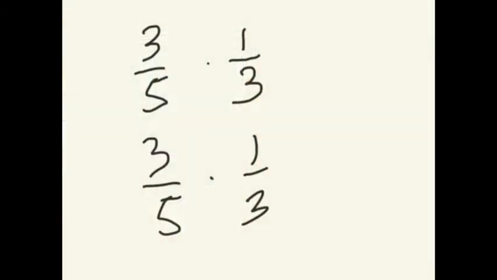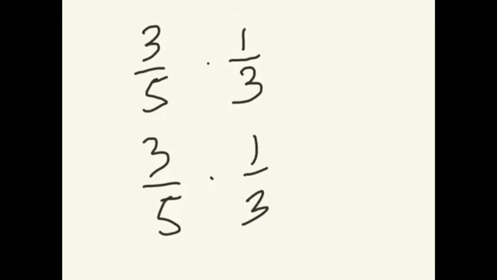Please also remember that you can either multiply first and then simplify, or you can cross-cancel first and then multiply. So you can either multiply and then simplify, or simplify by cross-canceling and then multiply. So you see the same problem written twice, and that's because I'm just going to show you two ways to do it. The first way is multiplying first and then simplifying.